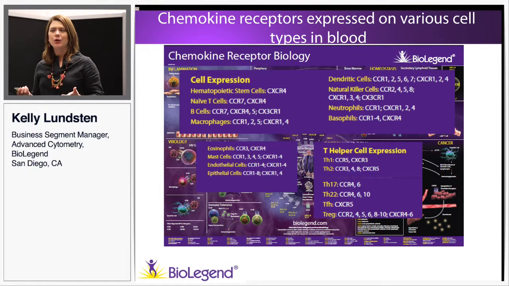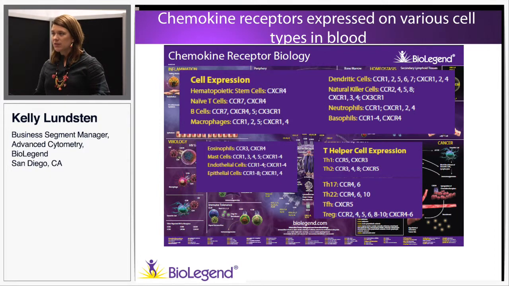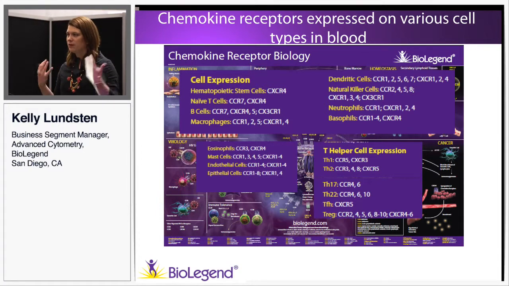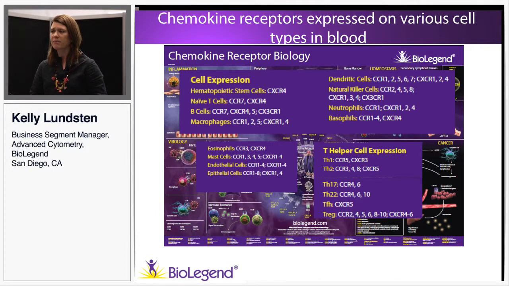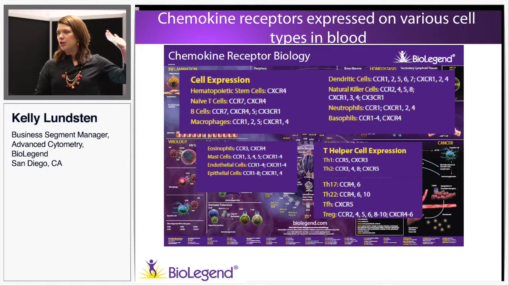Granted, what we see in humans, and what I'm going to show you in my data, is that it gives you no indication of how abundantly these things are expressed or the fact that they are expressed on every cell. Every B cell does not express the same chemokine receptors, right? It depends on what their function is and how they've been directed. But these gave me an idea of where I should begin to look.